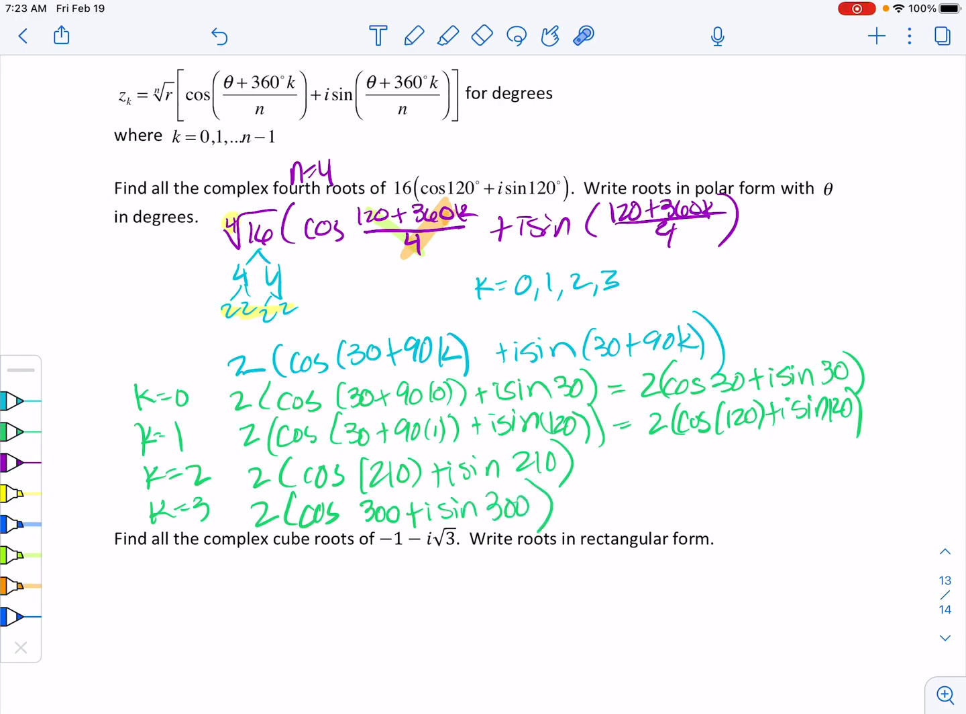Okay. So all 4 of these are the roots. So these are our complex fourth roots. So we've got 1, 2, 3, 4, and that's our complex fourth roots for this number that's in polar form.